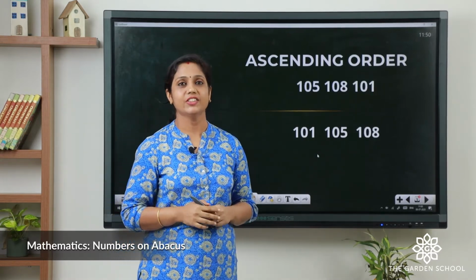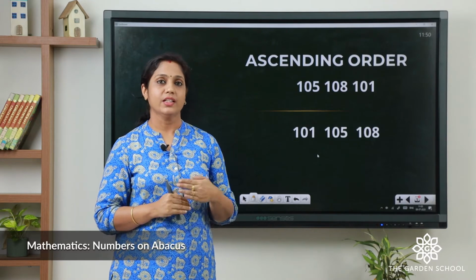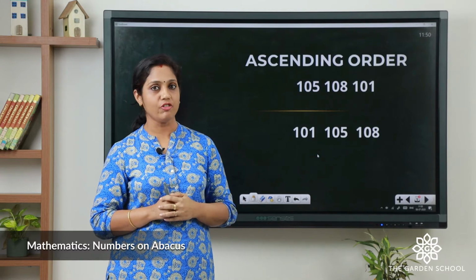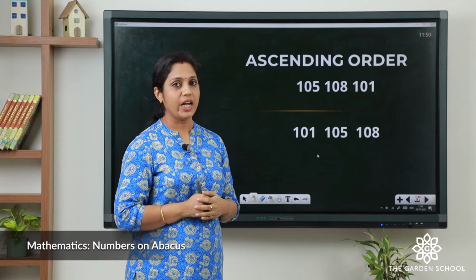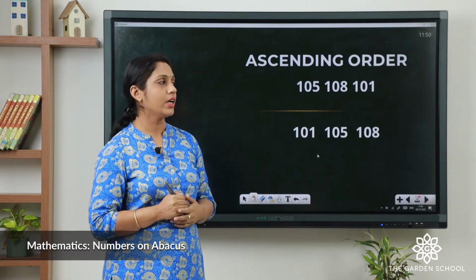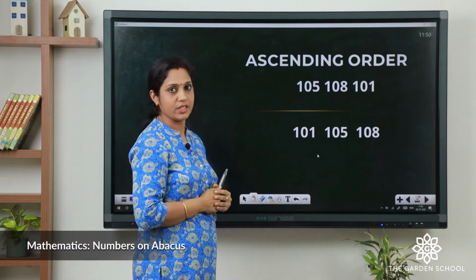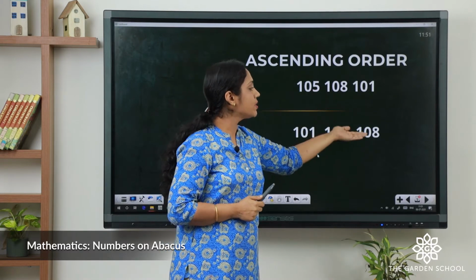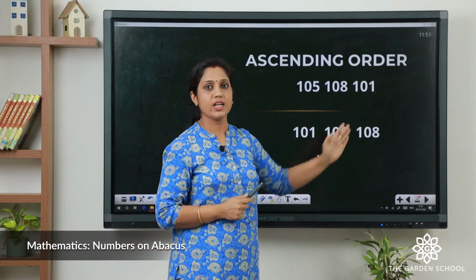Now let's take 3-digit numbers. Even if it's a 3-digit number, the rule applies the same. We have to arrange the smallest number first. So we have here 105, 108 and 101. So which is the smallest one? It is 101. So we write that first. Then we have to write 105 and then comes 108. So now these numbers are arranged in ascending order.